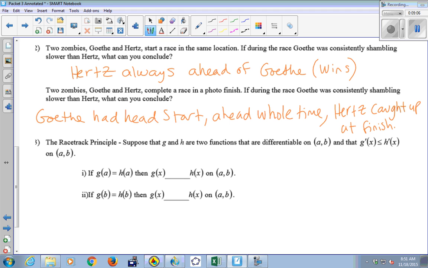Okay, so this is the racetrack principle. So I'm using h and g as my functions for Hertz and Goeth's location on the track. And then h prime and g prime are going to represent their speeds, their running speeds, right? Because the derivative of position is velocity, right? Everybody okay with that? All right, so if this is an analogy for the racetrack principle, h and g are the position on the racetrack. H prime and g prime are going to be the speeds of Hertz and Goeth, how fast they're running.